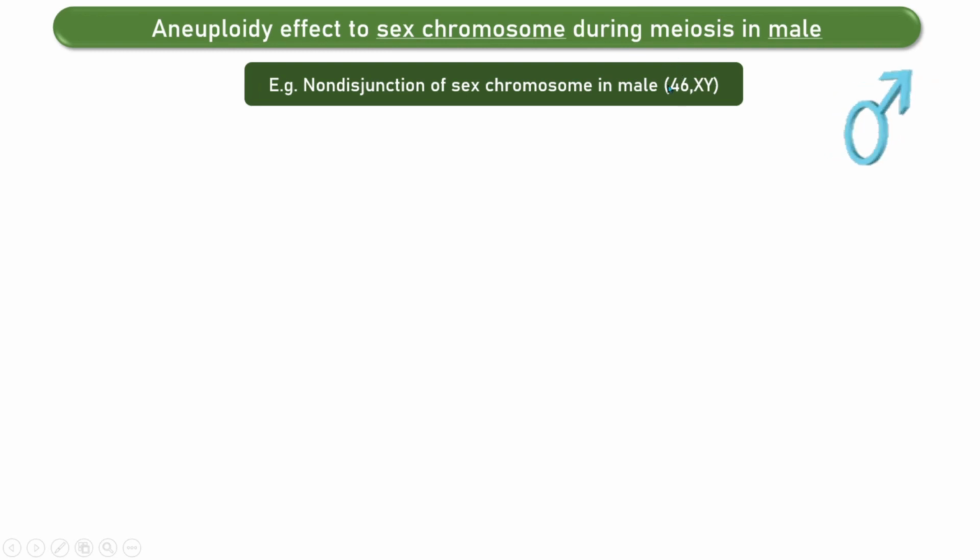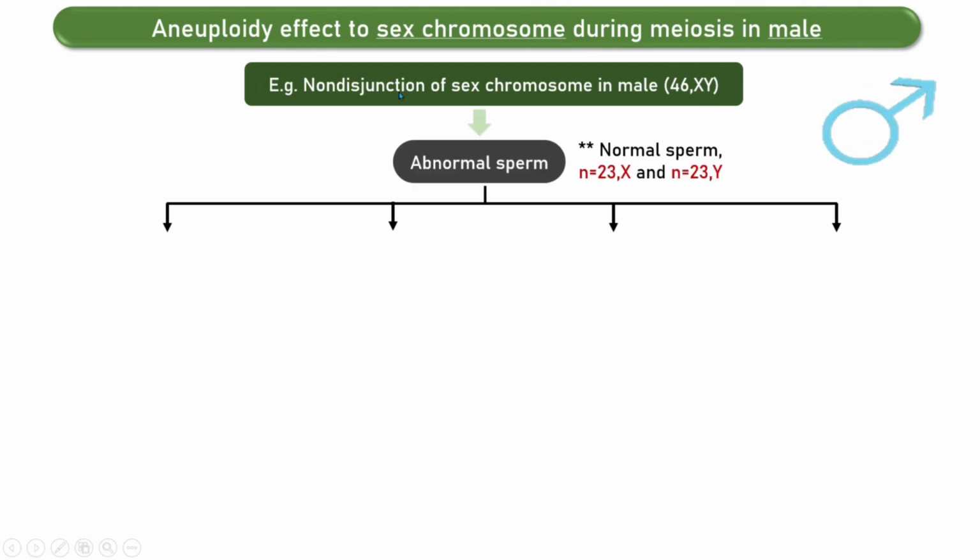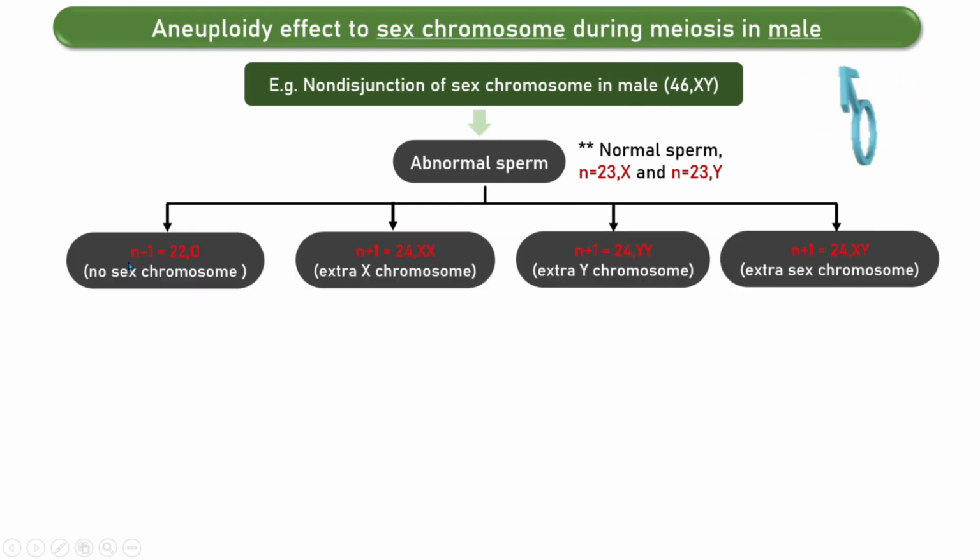Male has 46 chromosomes with XY sex chromosome. When non-disjunction occurs to the sex chromosomes in male, it will produce 4 types of abnormal sperm: N-1 with no sex chromosome, N+1 with extra X chromosome XX, N+1 with extra Y chromosome YY, and N+1 with extra sex chromosome XY. Both sex chromosomes are present in a gamete.